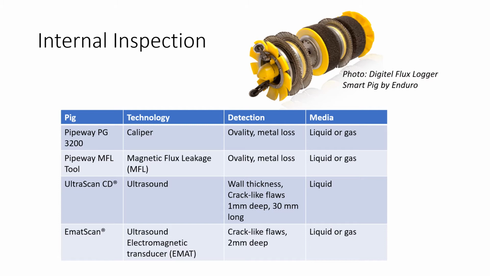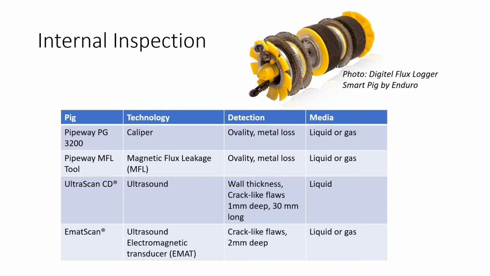Pigs such as Ultrascan can detect cracks that are at least 1 millimeter deep and 30 millimeters long. Because this is the resolution, if an Ultrascan passes through without detecting anything, one would have to assume that the initial crack length is indeed 1 by 30 millimeters. The Paris regime calculation would be employed to determine how long it would take before a crack of 1 by 30 would reach a critical size, and the next inspection would be scheduled before that time.